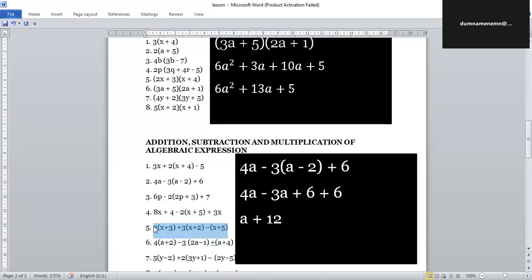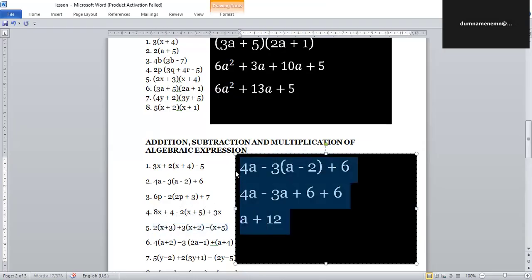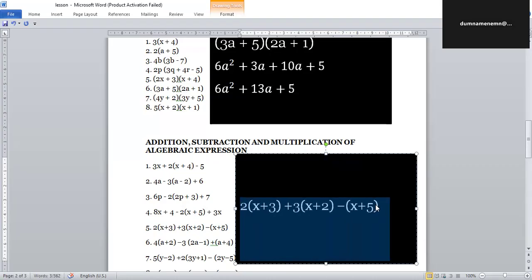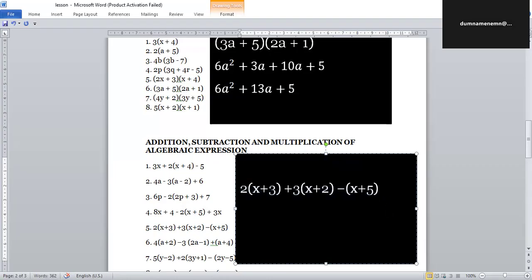Question 5 is a little bit complex, so let's see how we can do that. Now, how do you solve this question? You need to be very careful with the negative sign when solving this particular type of question. What precedes the bracket, we multiply everything in the bracket. So 2 we multiply x, you're going to have 2x. 2 we multiply 3, you're going to have 6. We are done with that bracket. 3 we multiply x, you're going to have 3x.